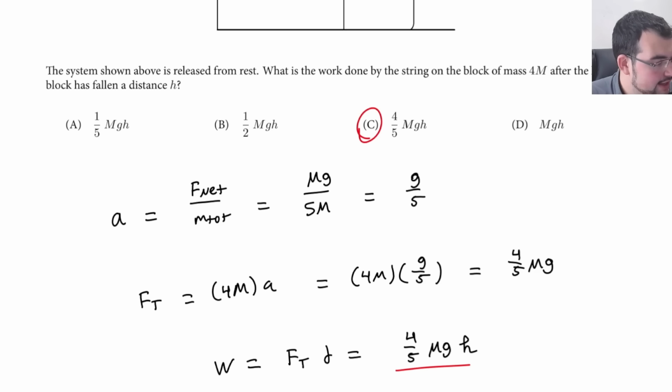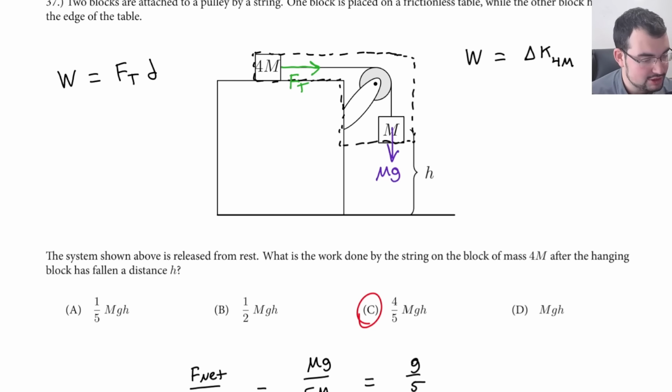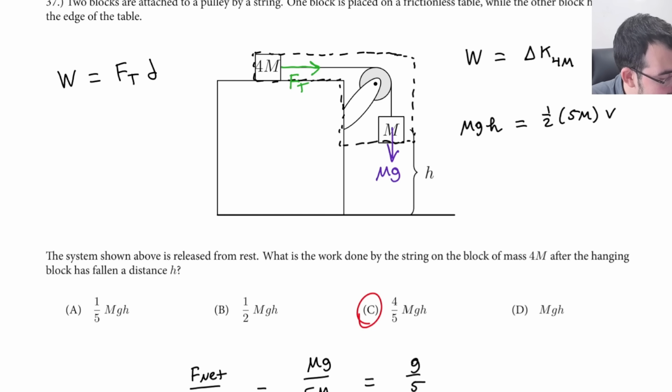Now, if you wanted to do energy, that might actually be more efficient. You could just do mgh equals 1/2 times 5m times v squared.